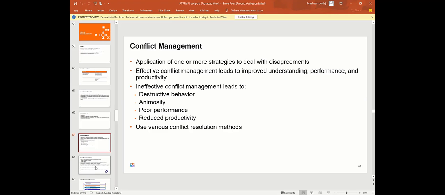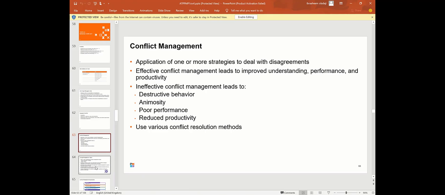This is talking about the application of one or more conflict management strategies to deal with disagreements. Effective conflict management leads to improved understanding, improved performance, and improved productivity. Of course, conflict is an impediment. Conflict is a major issue that can block success for you.